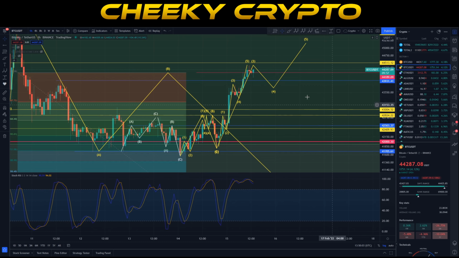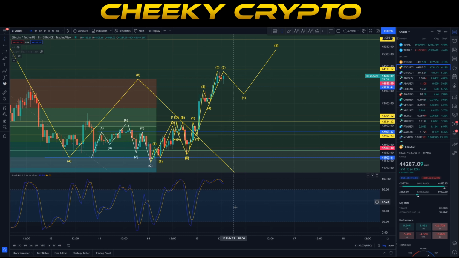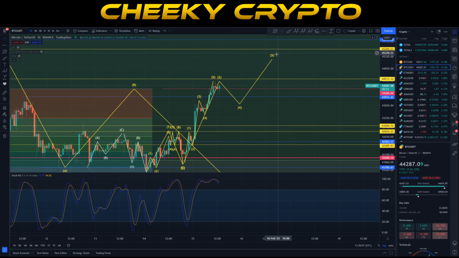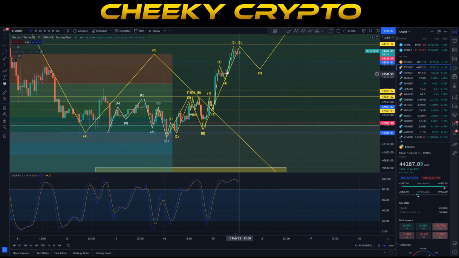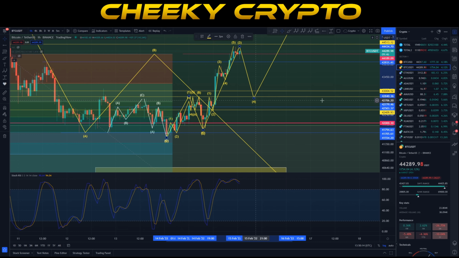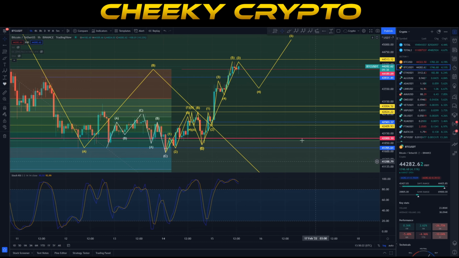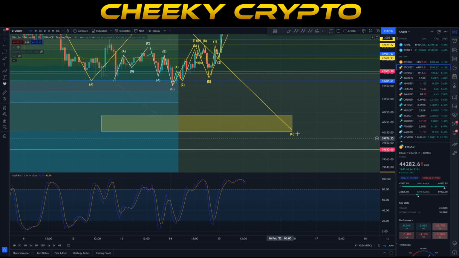So really worth noting here that we are expecting a pullback that would correct the stochastic RSI, and then from there potentially finishing that fifth wave to the upside. Invalidation for this fourth wave cannot cross wave one, so right there we are talking about $43,000. Anything lower than $43,000, and it is invalidated, and we are more than likely tumbling down into this C wave low.